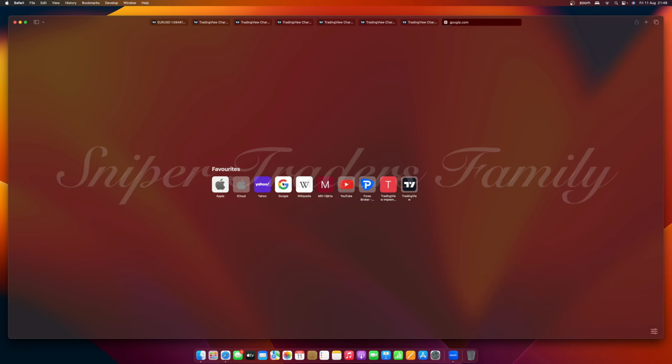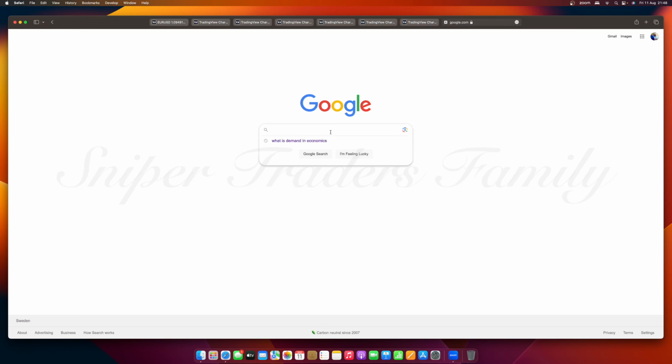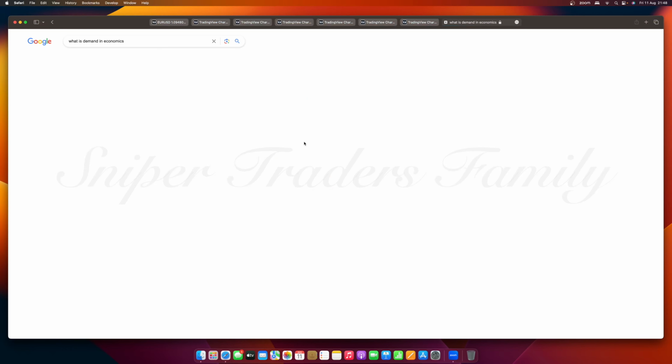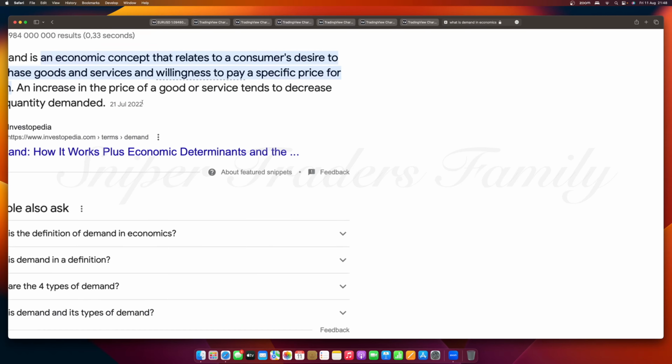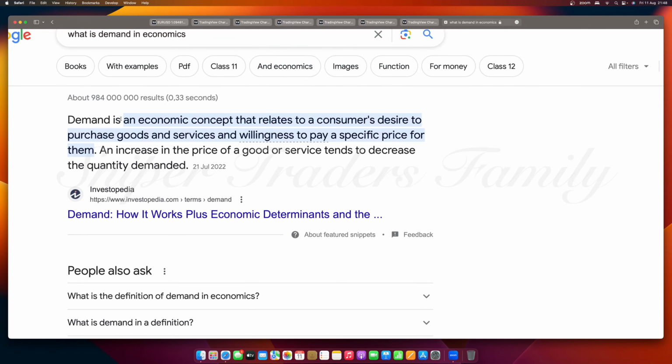Let's head over to Google and do a little bit of economics. If we type, what is demand in economics? It says demand is an economic concept that relates to a consumer's desire to purchase goods and services and willingness to pay a specific price for them. So once again, demand is an economic concept that relates to a consumer's desire to purchase goods and services and willingness to pay a specific price for them.